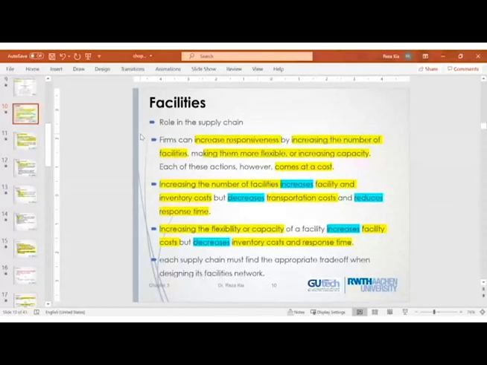But on the other side, it's coming with a cost. So here, increasing responsiveness through the facility driver means that you need to pay some cost.